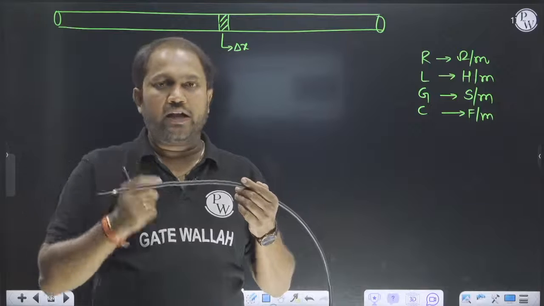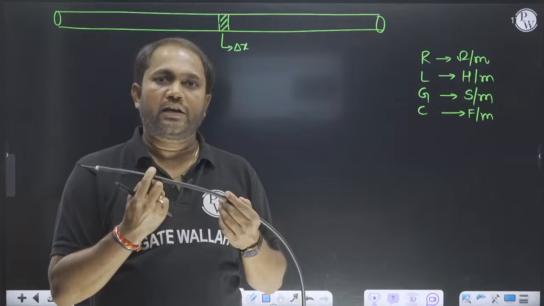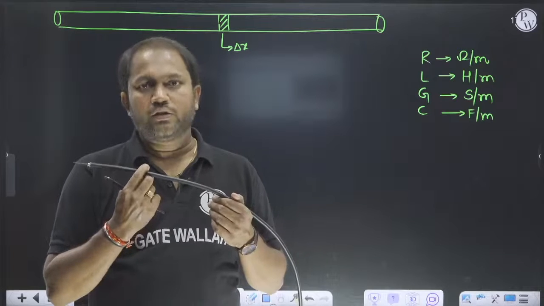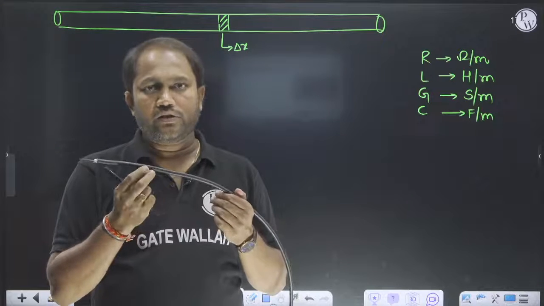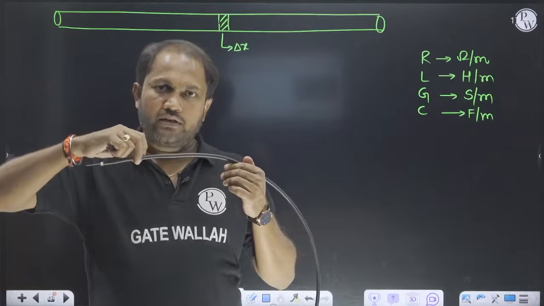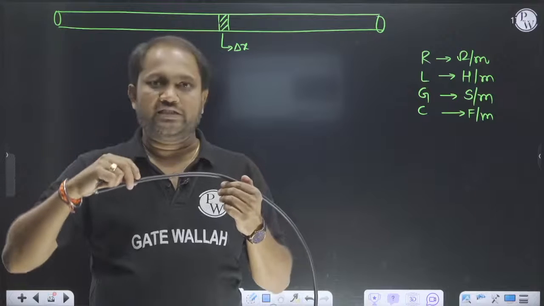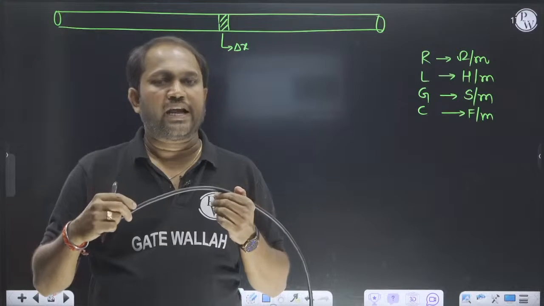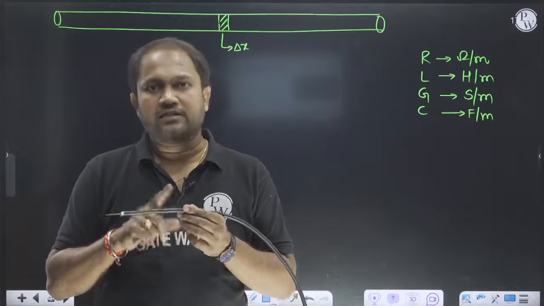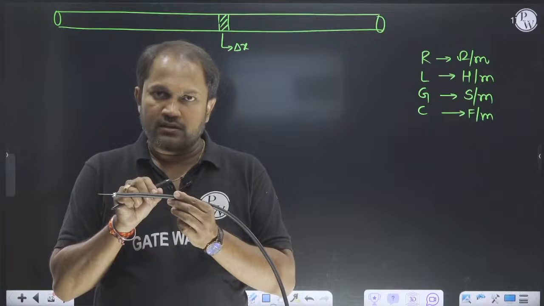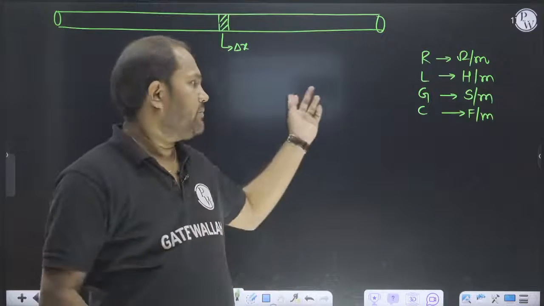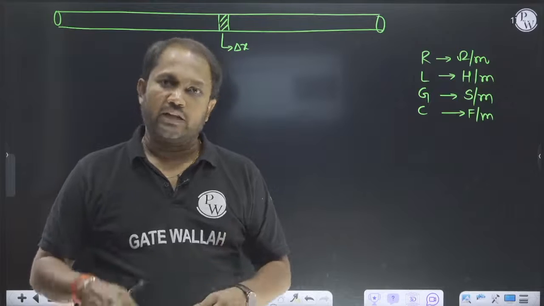That means at this point there is a conductor, there is a dielectric. So due to the conductor R and L, due to the dielectric G and C. So this small part will be replaced by your RLGC network, so that we can analyze it mathematically. By mathematical equation, how can we analyze? This small section of transmission line will be replaced by a network. Then we can analyze.